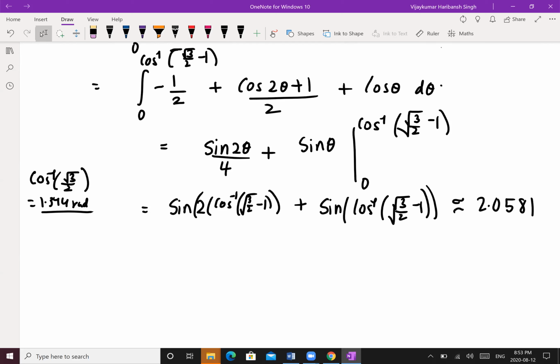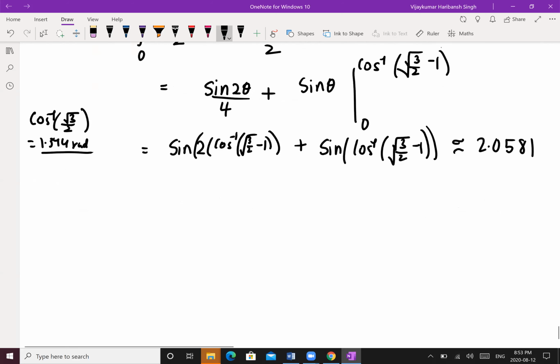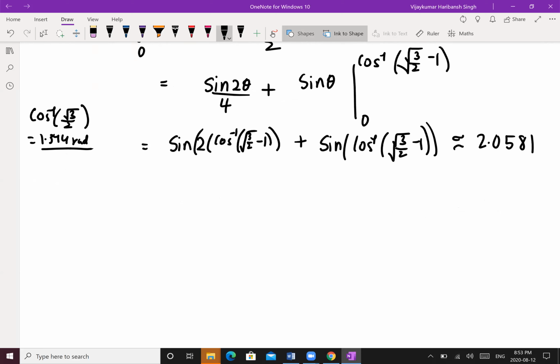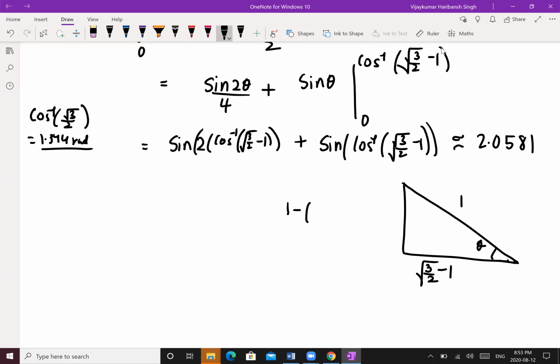Another way of dealing with this problem is drawing triangles. So let's draw a triangle. In this case, if this is your theta, cos theta is adjacent side, which is root 3 by 2 minus 1, upon hypotenuse. So you can appropriately calculate the value of this side. Using Pythagoras theorem, it is going to be the square root of 1 minus root 3 by 2 minus 1, the whole square.